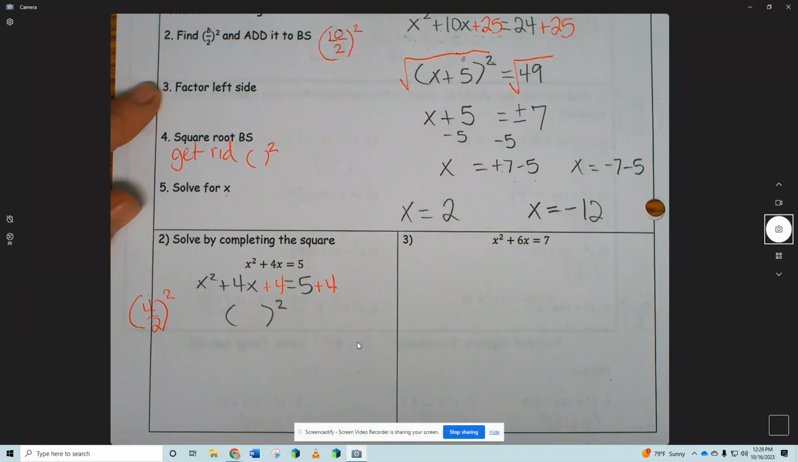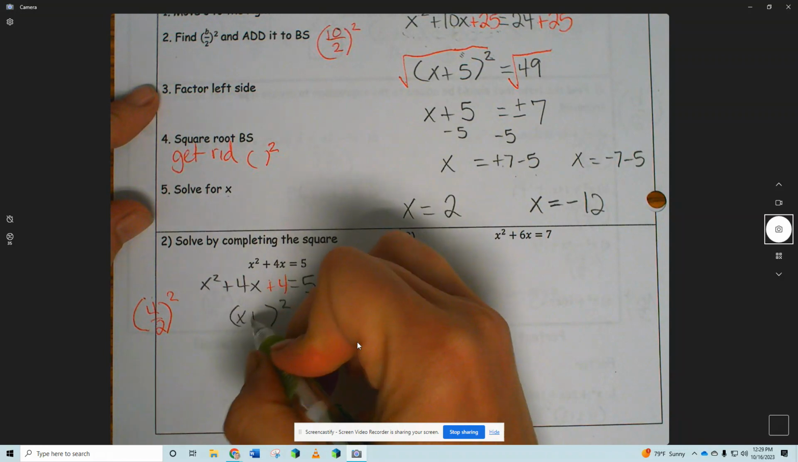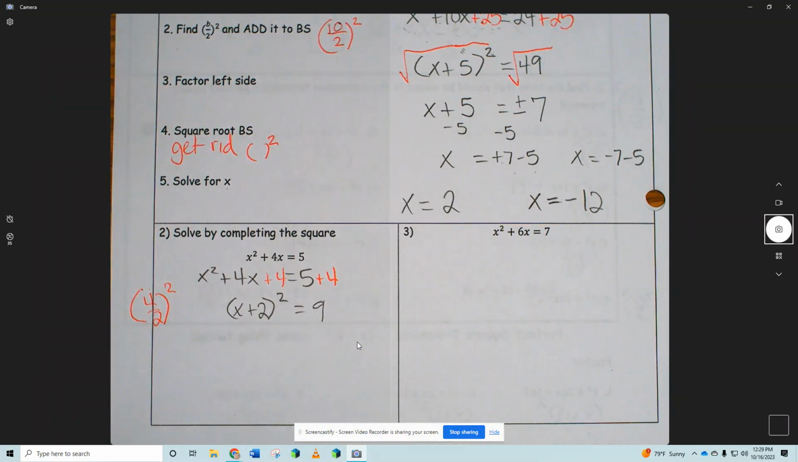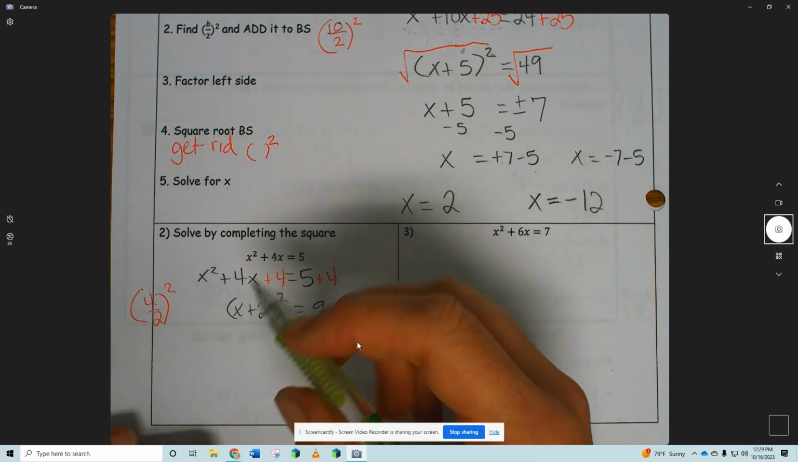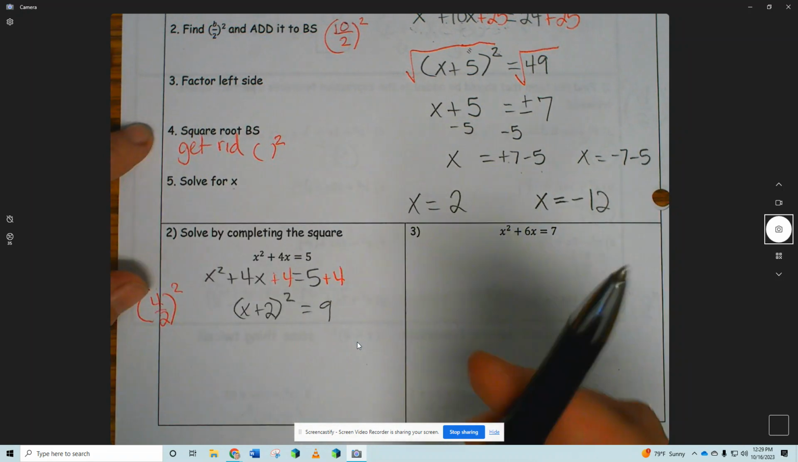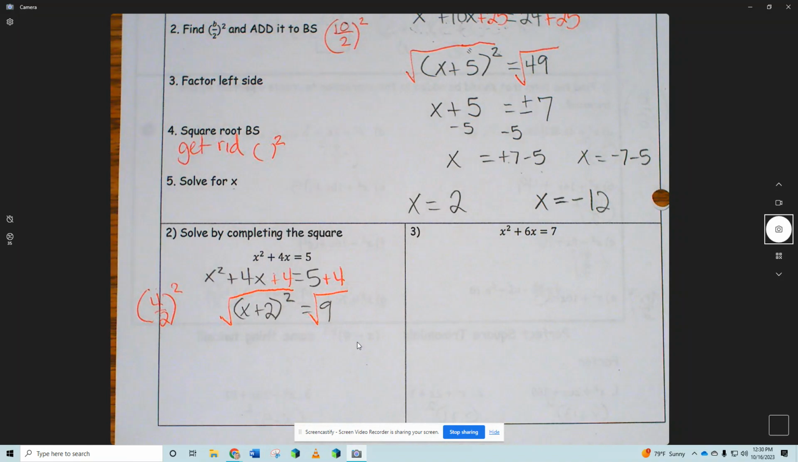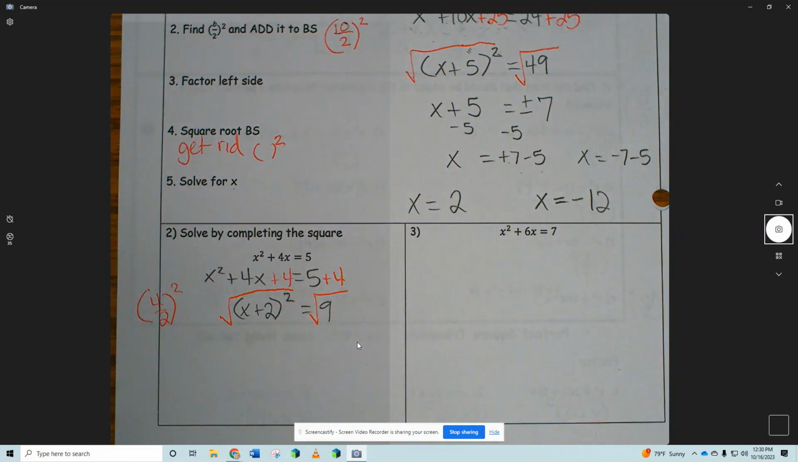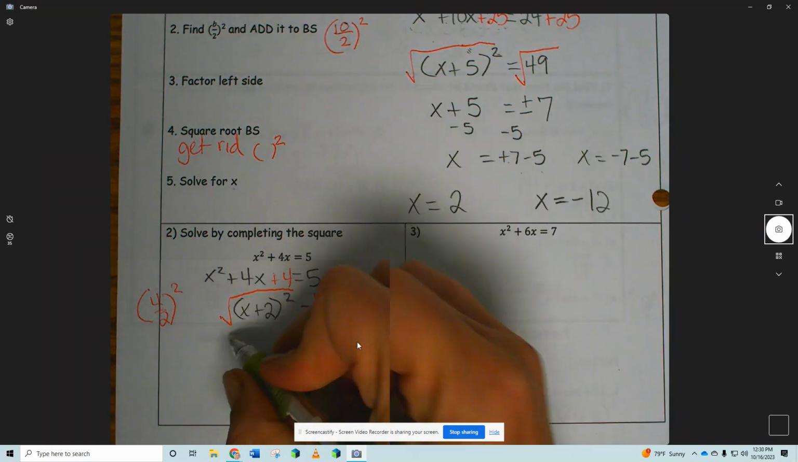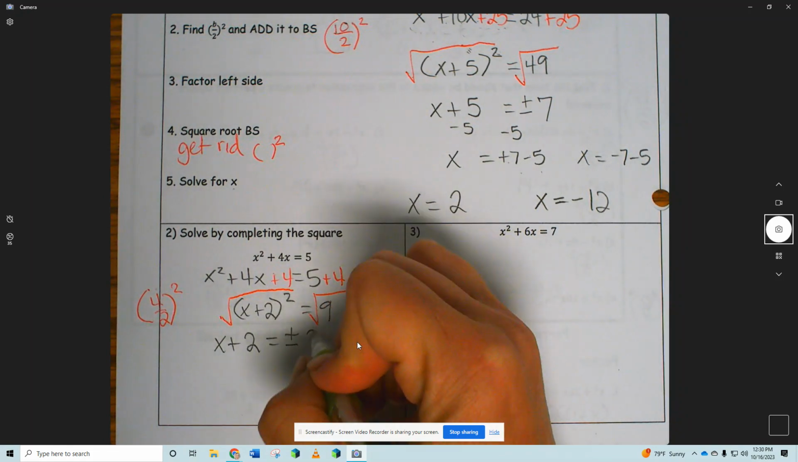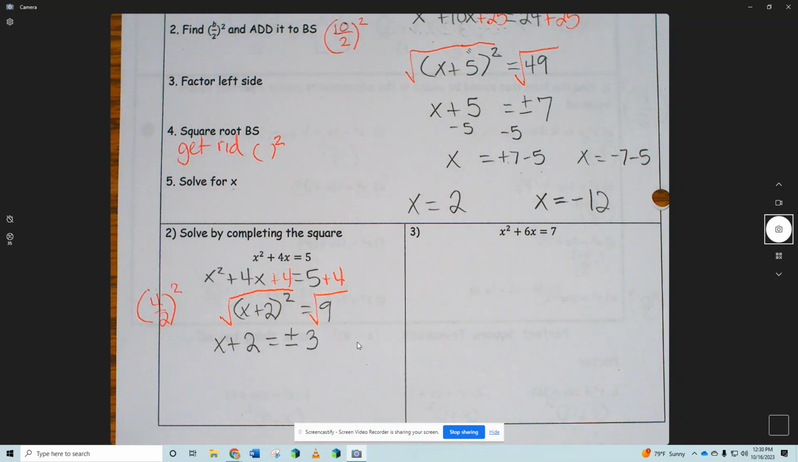X plus 2. 5 plus 4 is 9. Step 4, square root both sides. Here we go. X plus 2 equals plus or minus 3. The square root of 9 is 3.